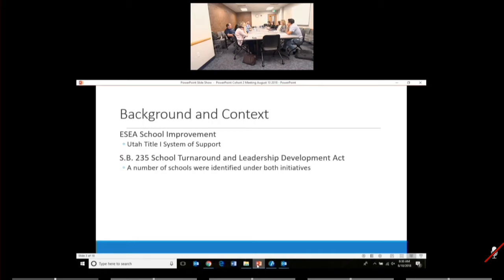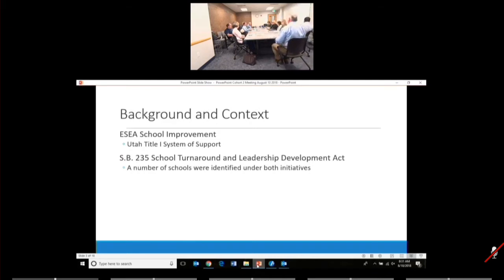What happened was some of the schools that had already been identified under Title I for school improvement had started a process. They had started working with their school support team to conduct that work, and so they were identified again as a state school turnaround. So those schools were kind of stuck balancing both initiatives. It was confusing. It was a bumpy ride through that process.